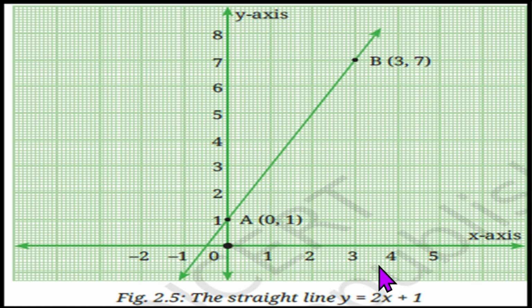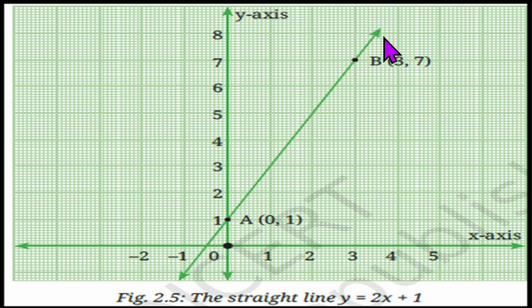So 2 is the slope, and the slope indicates the inclination of this line. Inclination means the angle it makes with respect to the x-axis. So we have the slope here as 2, and that is the inclination of this line, and that is the slope of this line. And also 1 is the y-intercept.